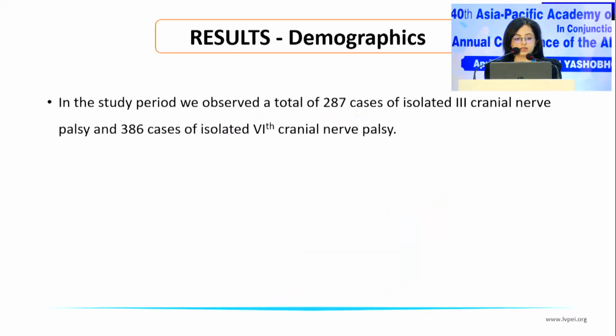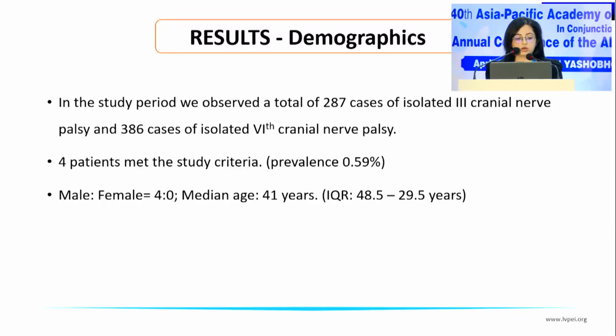We found that in our study period, we observed a total of 287 cases of isolated third cranial nerve palsy and 386 cases of isolated sixth cranial nerve palsy. Out of these, 4 patients met our study criteria, who were all male with a median age of 41 years.